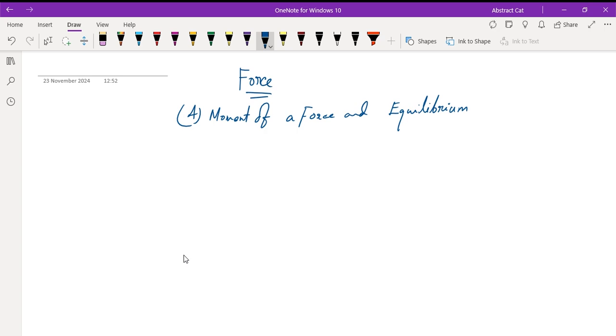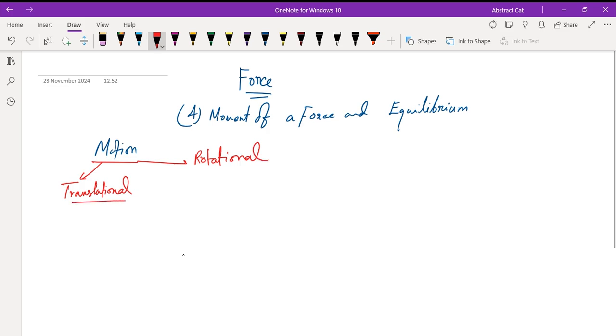Motion is in two parts: translational motion and rotational motion. What is translational motion? Translational motion describes straight line motion. A straight line, like this, not like that, a straight line. I'm very bad at drawing, so I'll use the shape tools here.